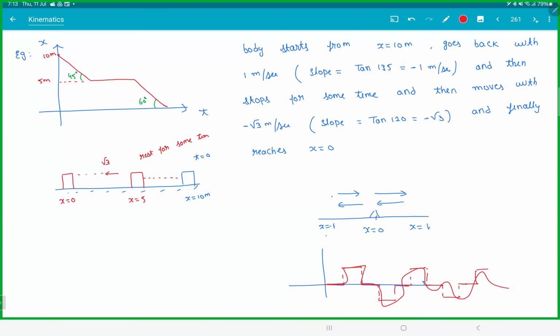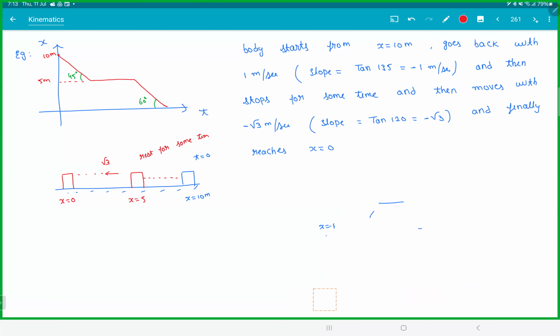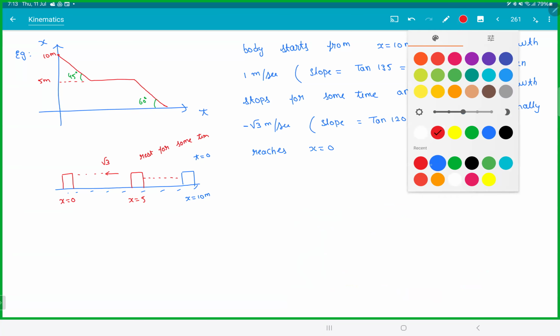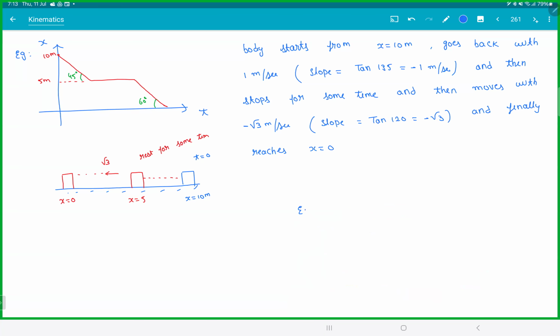Is that making sense, everyone? The person is simply going front and back only, but look at the graph. It goes up, then down, then up, and then down. This is not how the person is walking here. This is a graph. Any doubts on this thing? Please ask me. If I ask you one more, can you tell me about these two?